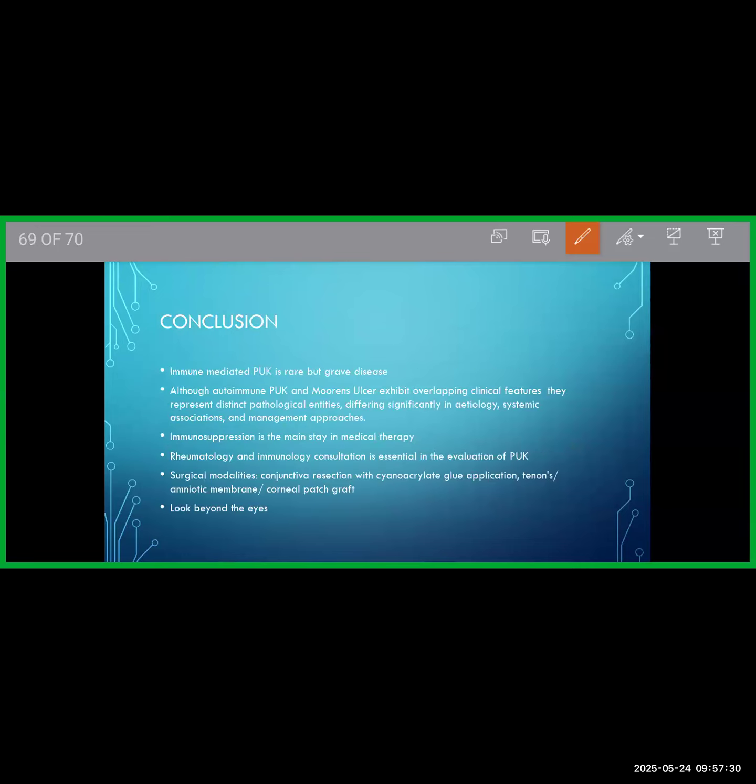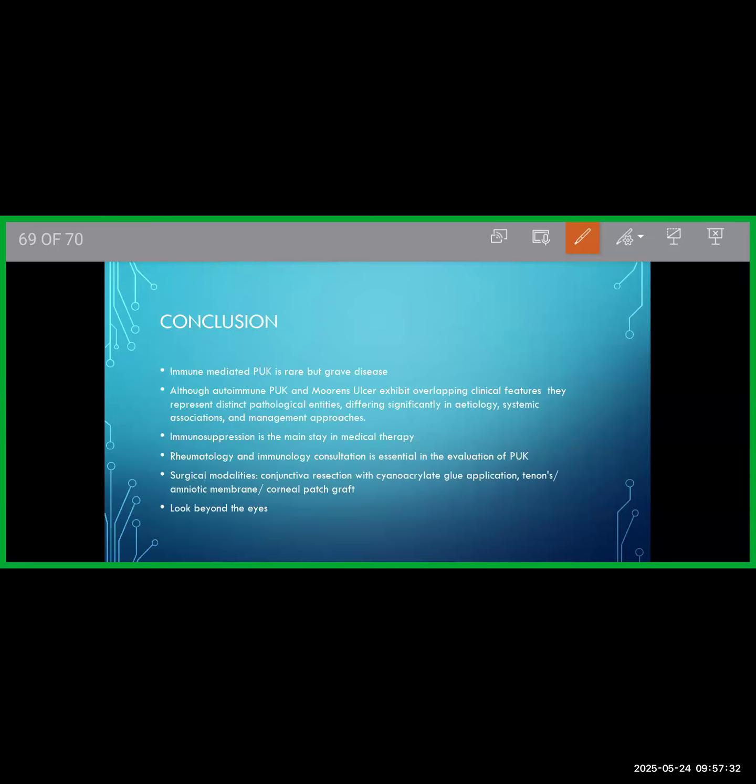Then the other surgery is the same as in peripheral ulcerative keratitis: for large perforation, we do a patch graft. Then once we have all the cornea involved, you can do penetrating keratoplasty when the inflammatory process has subsided.